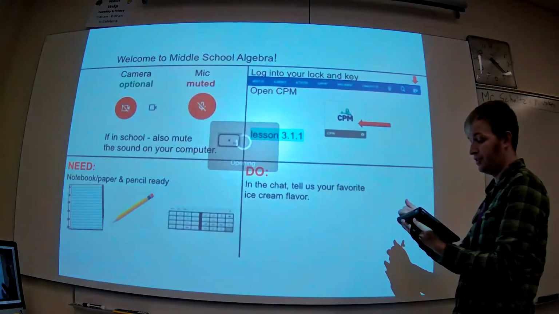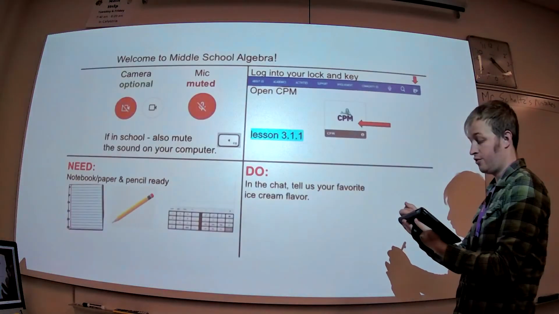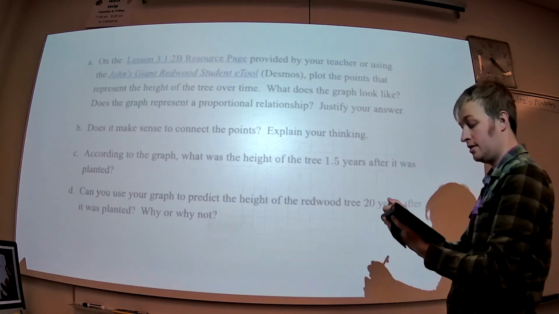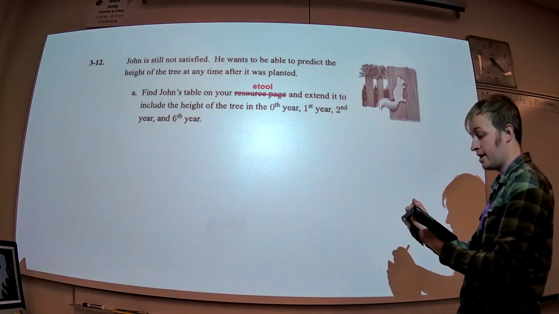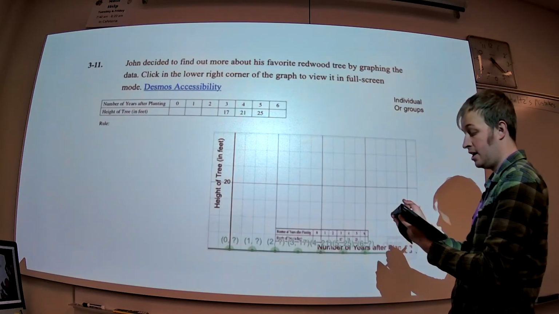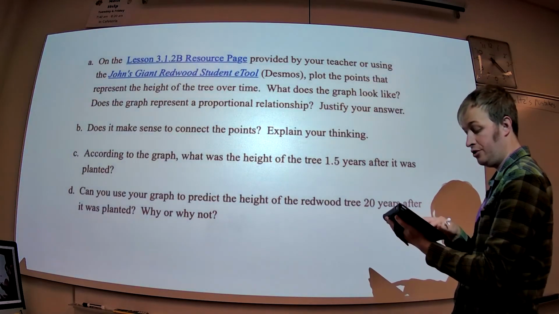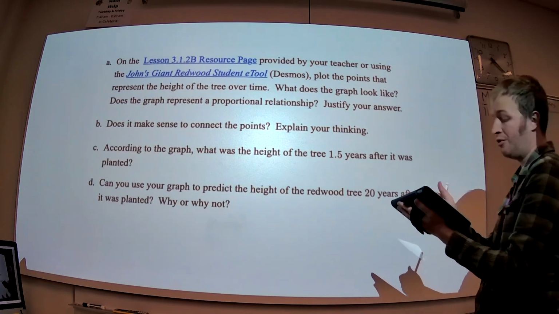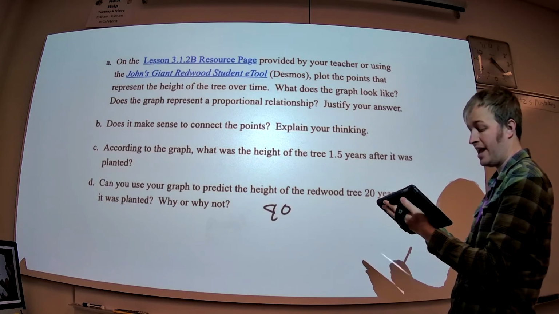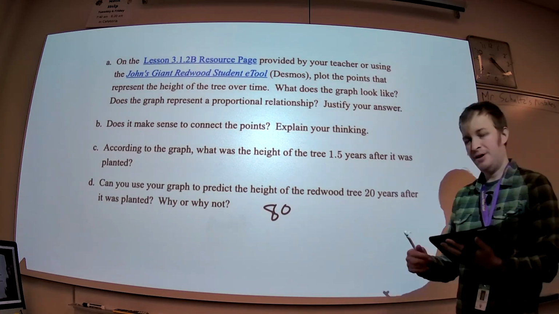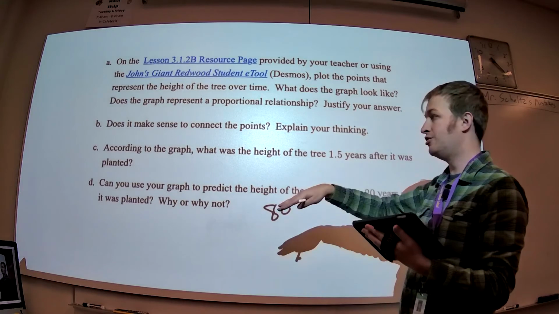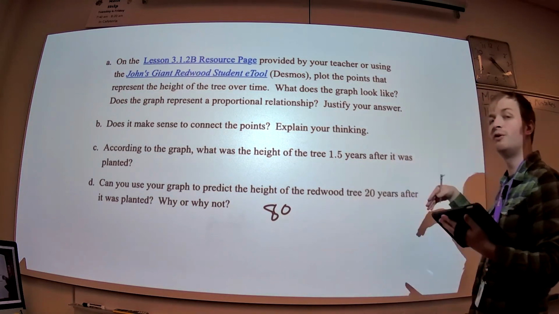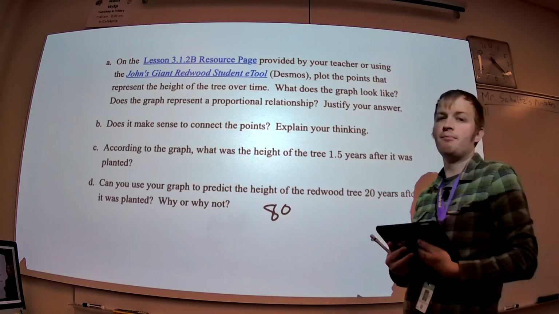I'm just going to write down a few of these things now too. And this, of course, decided to not save my spot. So here we said, can you use the graph to predict it when it's 20 years after it was planted? We were guessing that it was about 80. We said that you could, because you just keep extending that line. You just keep extending that out, knowing that it keeps going and going, even though I don't have more data. That's some of how I'm making a prediction.